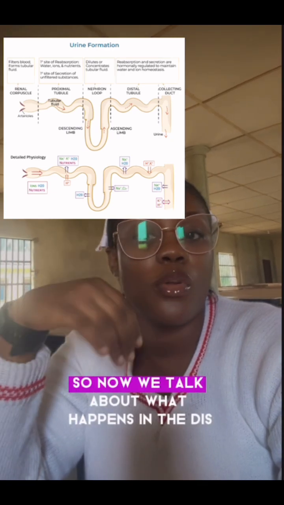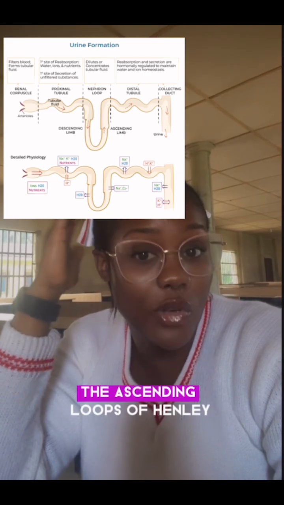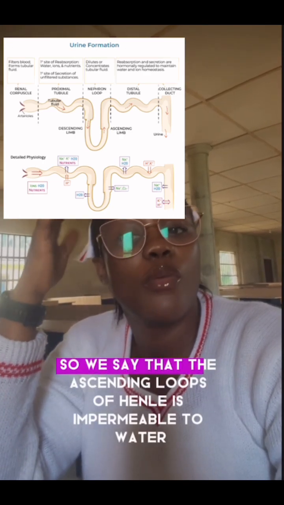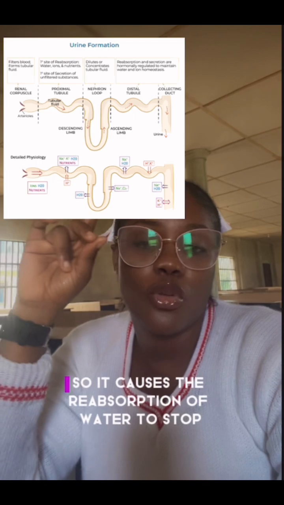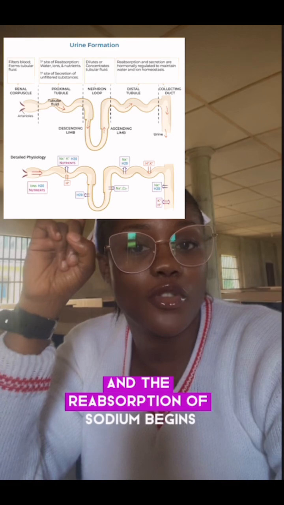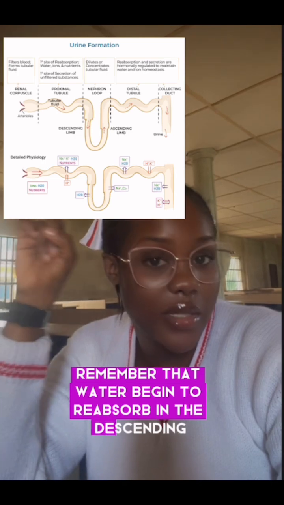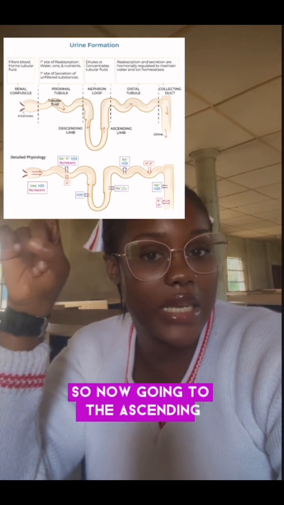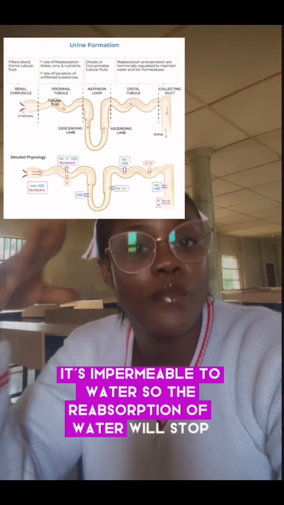So now we talk about what happens in the ascending loops of Henle. We say that the ascending loops of Henle is impermeable to water. So it causes the reabsorption of water to stop, and the reabsorption of sodium begins. Remember that water begins to reabsorb in the descending. So now going to the ascending, it's impermeable to water. So the reabsorption of water will stop.